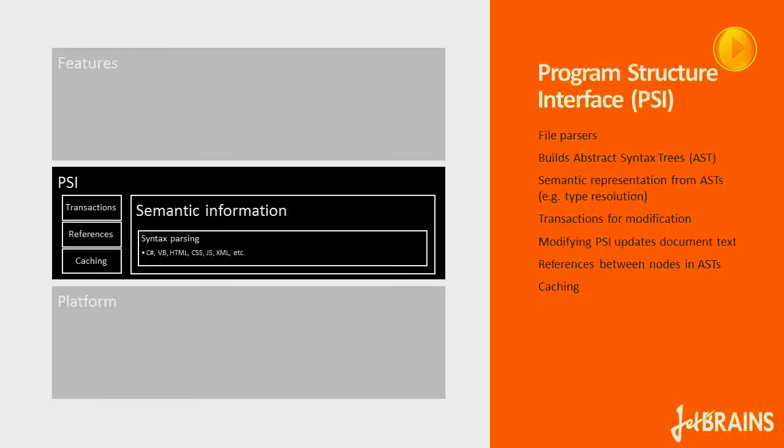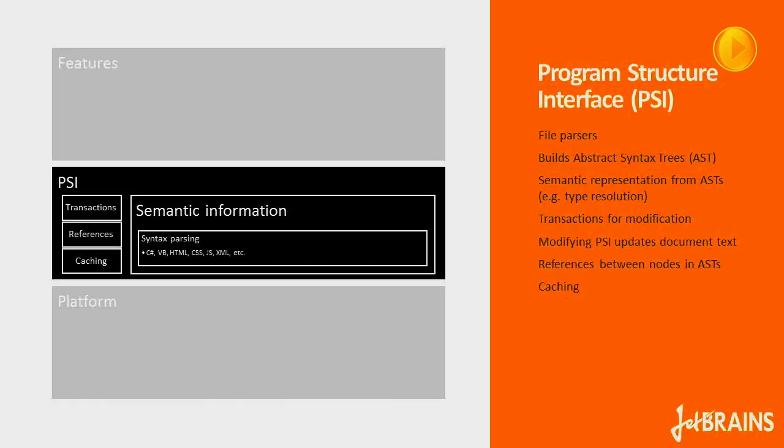The next level up then is the PSI, the Program Structure Interface. This is where our abstract syntax trees and our file parsers live, and also the semantic information on top of that, the type declarations. And this is what you would query then to find information to navigate around and to get the structure of your code. It also supports transactions for modification.